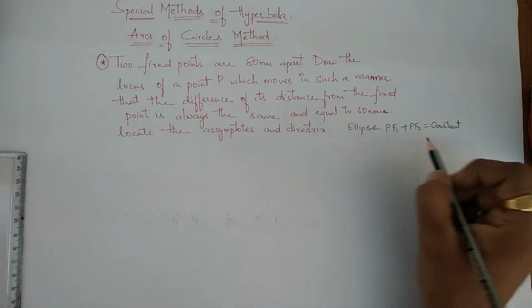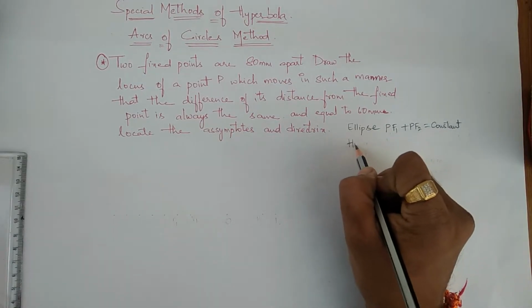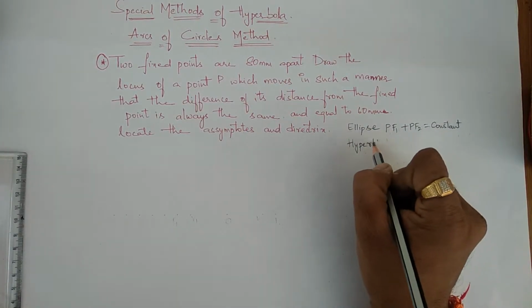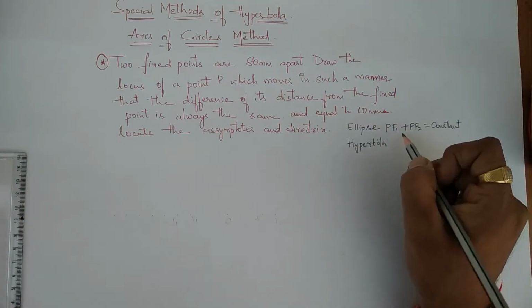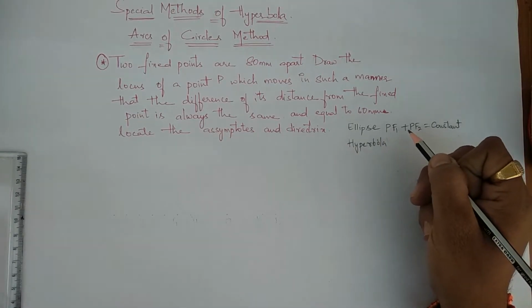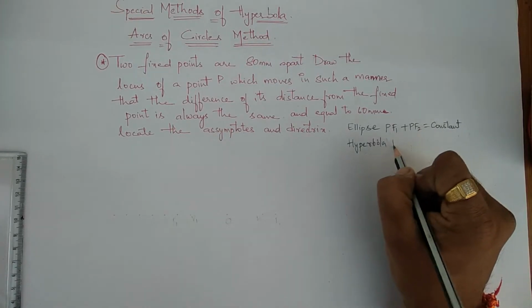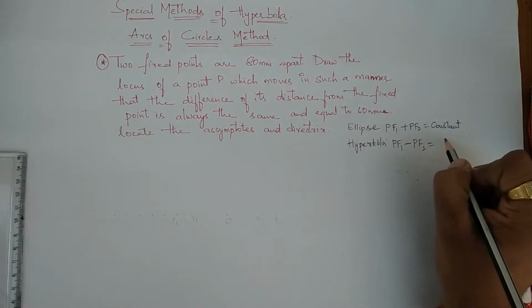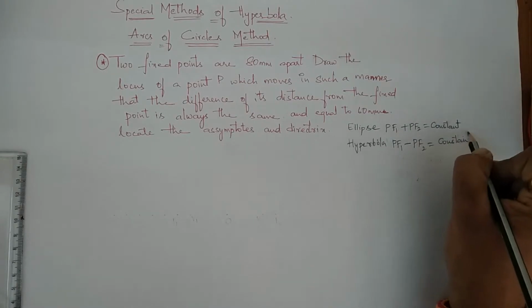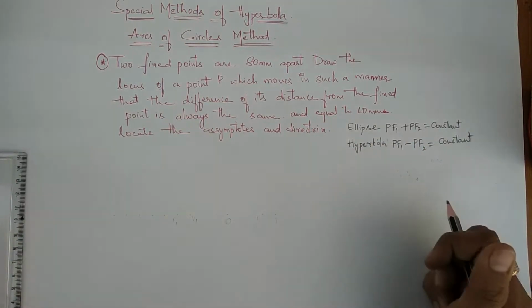If it is said that the locus of the point moving about the two fixed points has a sum equal to constant, then we have to draw the ellipse. But in the case of the hyperbola it will be a difference. The question will be given as the locus of the point P moving in such a manner about the fixed points that their difference will be equal to constant. So we write it as PF1 minus PF2 equals constant. This is how we identify the particular curve that we need to draw by using the arcs of circles method.